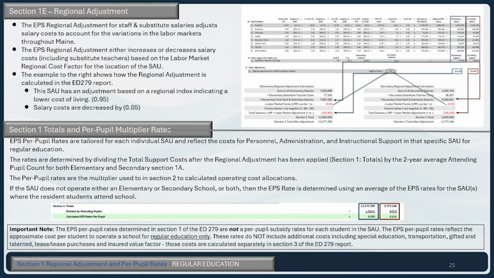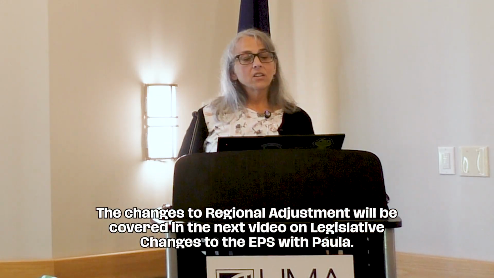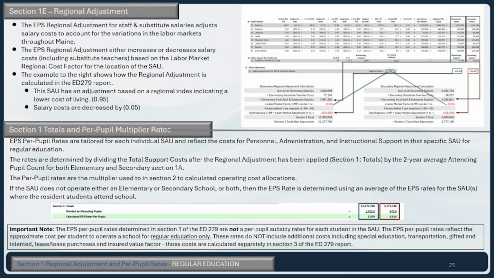Finally, in section 1, we have what we call the regional adjustment. And Paul is going to describe how this is going to change going forward. This is showing you how it's been done from FY27 and before. So what we do here is we look at your adjusted salary amount, and as I noted, we used the same average salary for everybody across the state. And what the regional adjustment does is it adjusts based on the labor market area for your SAU. Some areas you pay a little more, some areas pay less. So this adjustment is adjusting those salaries up or down based on the labor market area.